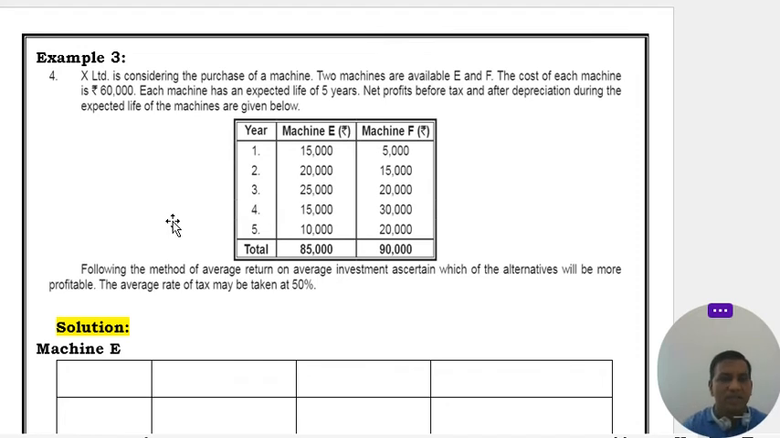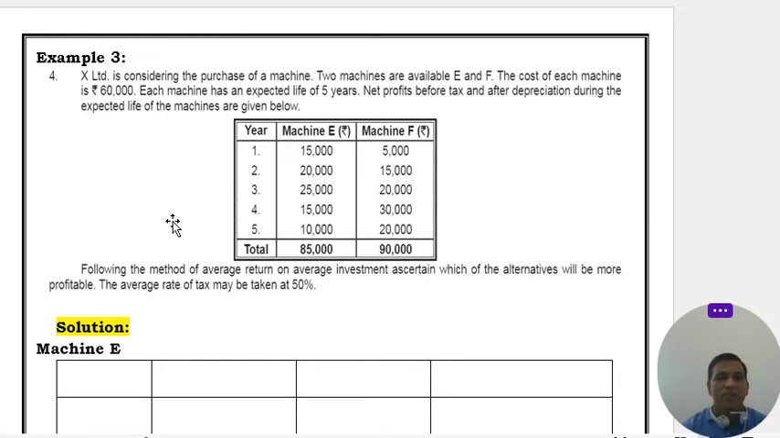X Limited is considering the purchase of a machine. Two machines are available, E and F. Machine E and machine F. The cost of each machine is 60,000. Each machine costs 60,000. So cost of the machine, cost of the project, cash outflow, cash outlay, cost of the investment, initial investment, all are the same. Each machine has an expected life of 5 years.